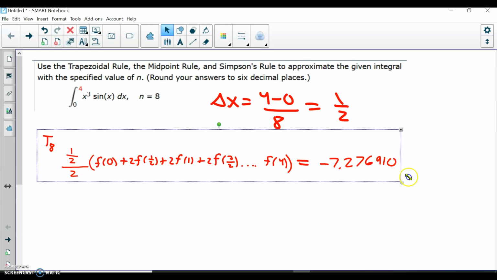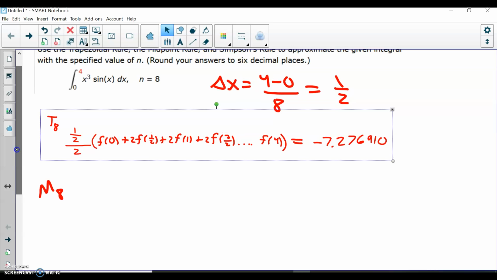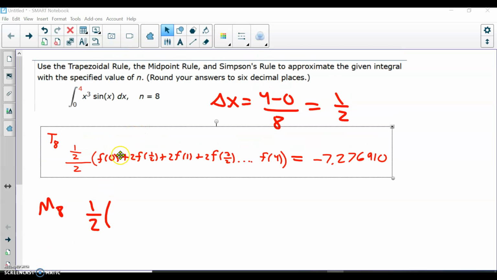Now the midpoint rule, we can write that as M sub 8. Now the midpoint rule is not an average of 2 other methods. We just have a delta x out front. So we've got 1/2 as our delta x. And we're just going to take the midpoint of all of these multiples of delta x, right? So we actually have a nice list up top.